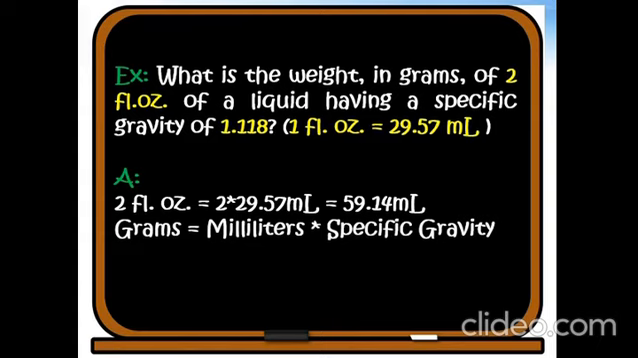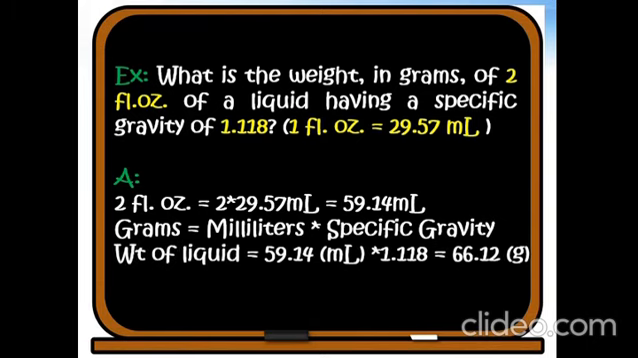And grams is milliliters times specific gravity. We use that. Weight of liquid is 59.14 ml times 1.118. So that is 66.12 grams. That is the weight of this liquid.